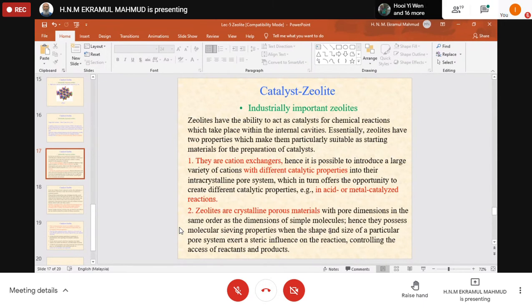So we can control the shape selectivity based on this. This is a very unique property of zeolite catalyst, that it can control the products and also the reactants coming into it, because it has this pore size, so bigger molecules will not get in, whereas the small molecules will get in.